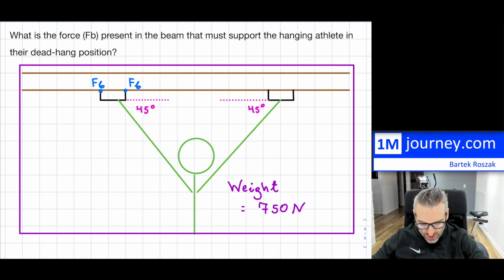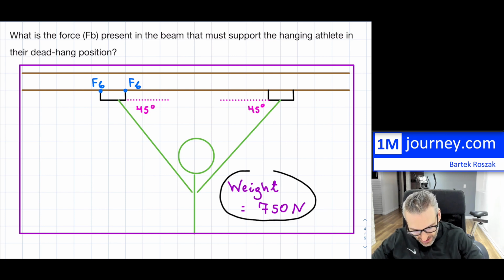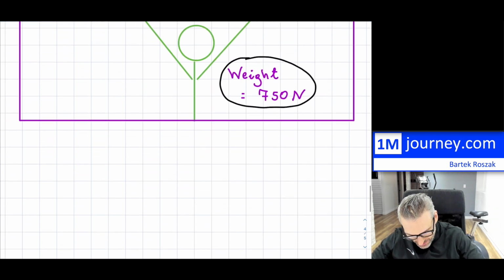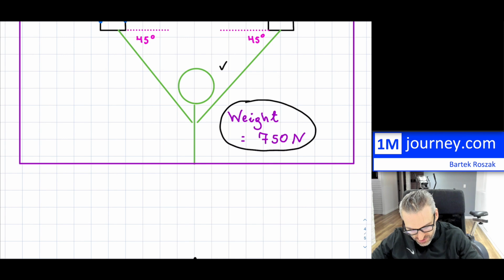Okay, so how do you handle this kind of situation? Well, if you're thinking about forces, this person has a weight, and the weight is always the force which is pulling us down. So if I was breaking this down, what would happen? This is going to have a force down. So let me draw a force straight down, and that is 750 newtons, right? That's what we have coming from the weight of this person.